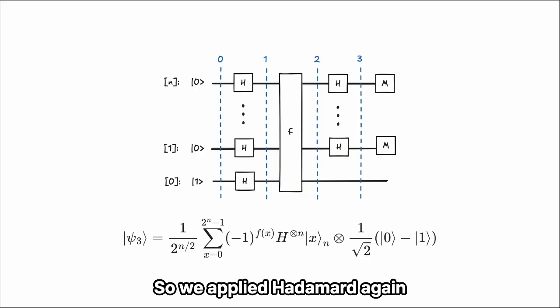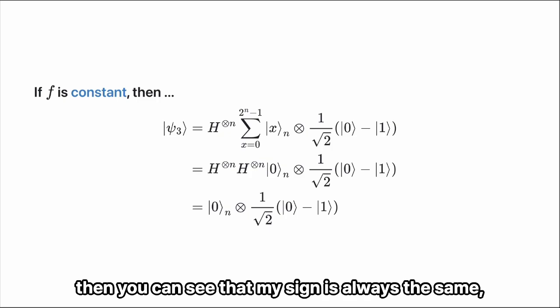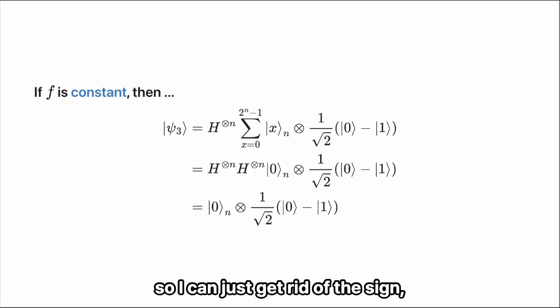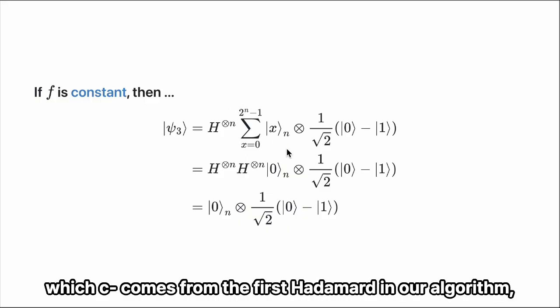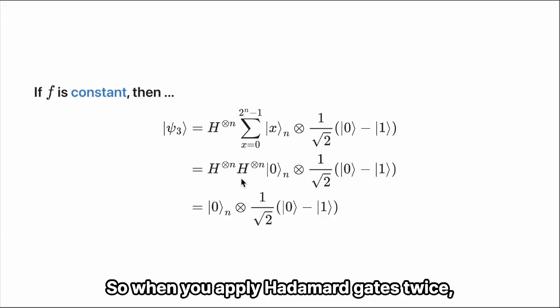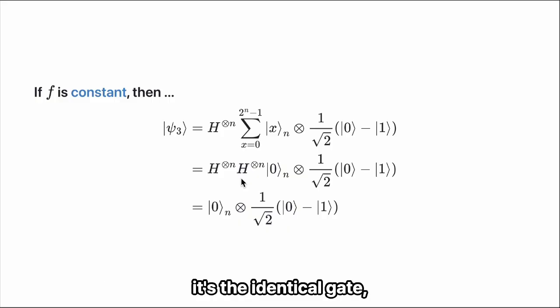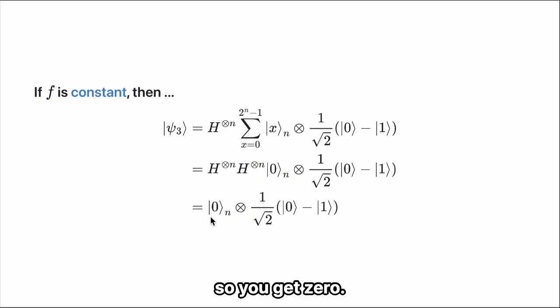Then let's compute another one. We apply the Hadamard again to the input registers. When the function is constant, you can see that the sign is always the same, so I can just get rid of the sign. And then this quantum state comes from the first Hadamard in our algorithm, so there are twice the Hadamard gates on every single input register. When you apply Hadamard gates twice, it's the identity gate. It reverts back to the original state, so you get 0.